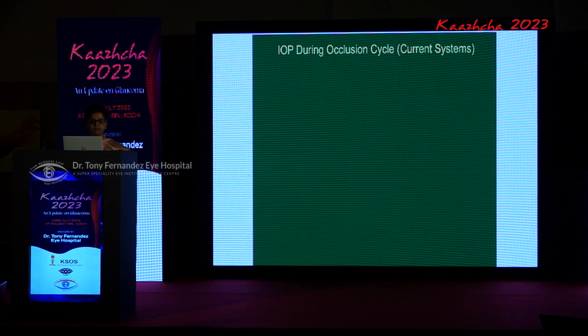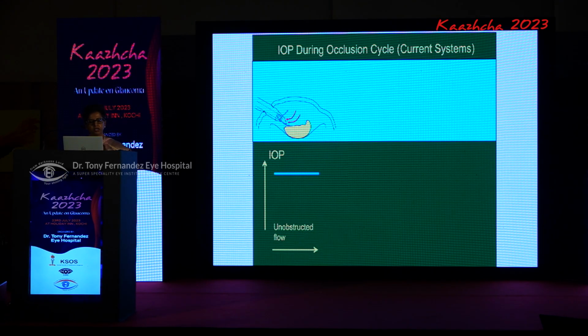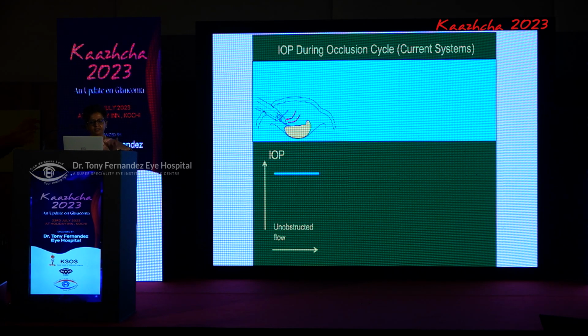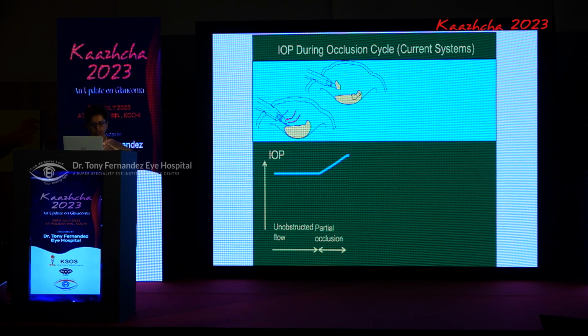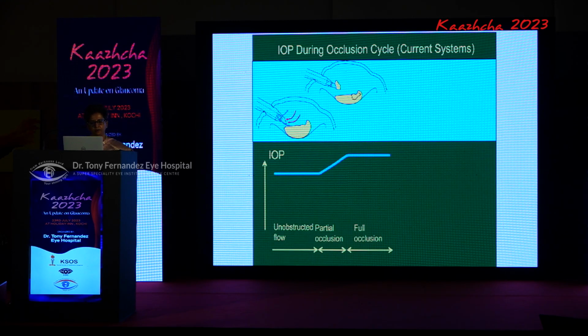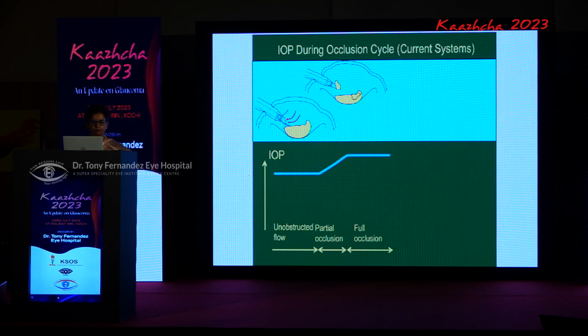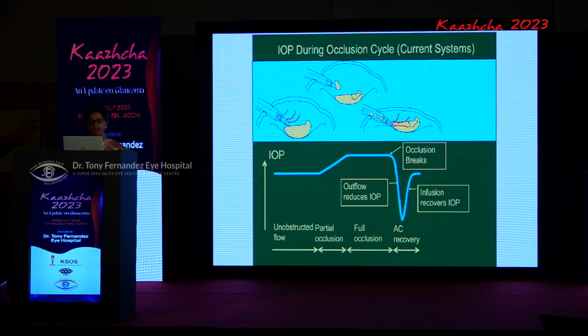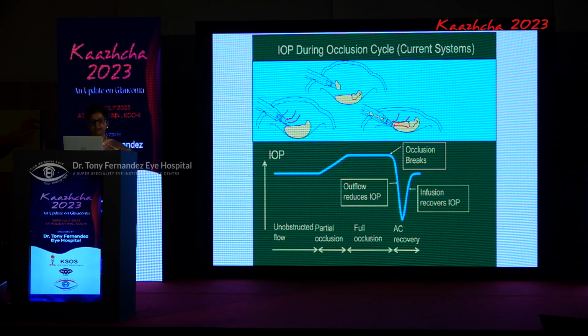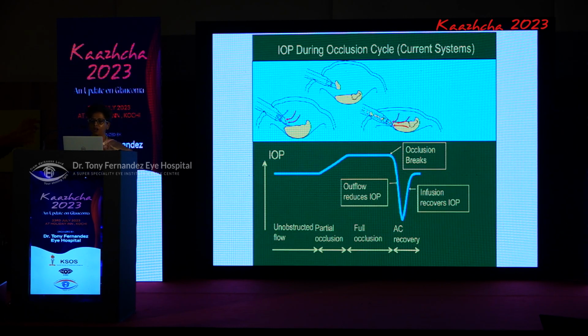So let's look at another problem during phaco which can be magnified in such people, which is the problem of surge. When the flow is unobstructed, the infusion maintains the intraocular pressure and the AC is formed. Once there is partial occlusion, the IOP starts rising, and once there is full occlusion, it reaches a plateau. And once the occlusion breaks, the immediate outflow reduces the IOP and the AC collapses. There is a time lag where the infusion recovers and the IOP comes back to the desired level. This is the phenomenon that we call surge.